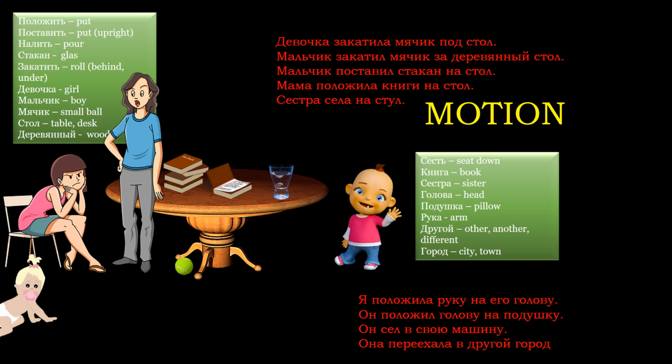As you see, all these sentences have direction of motion, and some of them have direct objects we've been talking about last lesson. And a few more sentences. Я положила руку на его голову. Он положил голову на подушку. Он сел в свою машину. Она переехала в другой город.